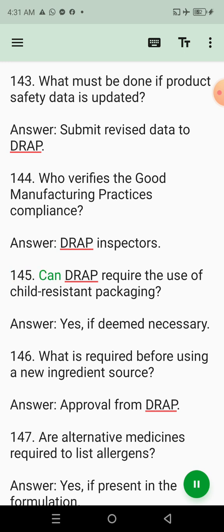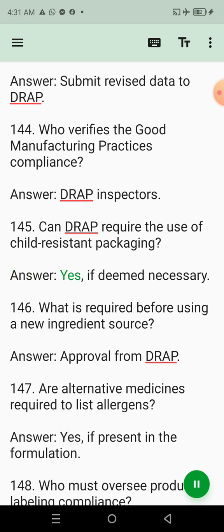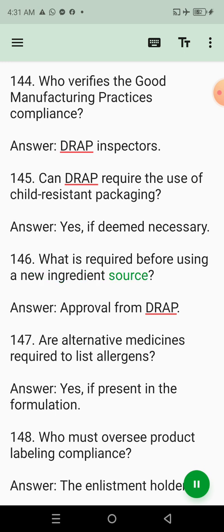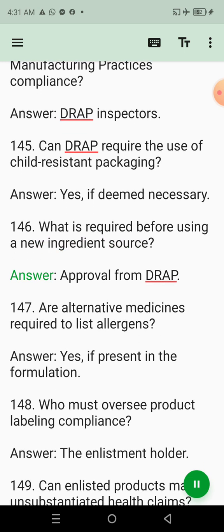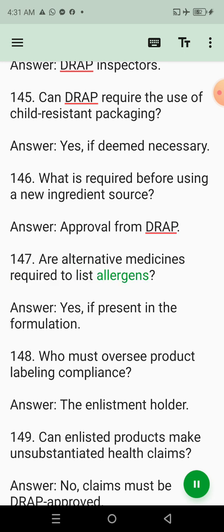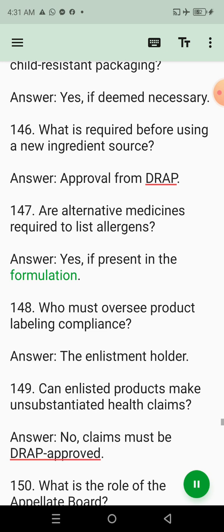145. Can DRAP require the use of child-resistant packaging? Answer: yes, if deemed necessary. 146. What is required before using a new ingredient source? Answer: approval from DRAP. 147. Are alternative medicines required to list allergens? Answer: yes, if present in the formulation.